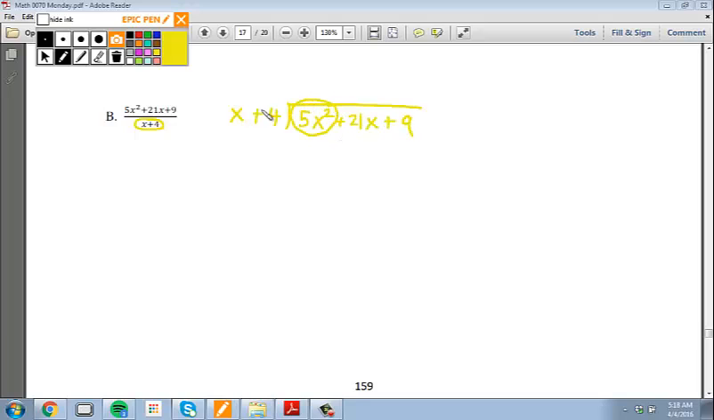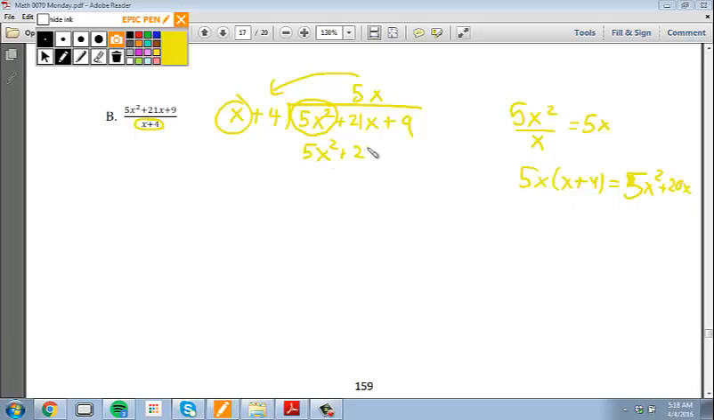Then I start at the beginning and divide 5x squared over x, so that simplifies to 5x, and I want to align the x's on top of each other, and then I distribute 5x times x plus 4, which is 5x squared plus 20x. Now remember, I need to subtract, so that becomes minus and minus, so 5 minus 5 is 0. 21 minus 20 is just 1, so this is 1x plus 9, or just x plus 9.